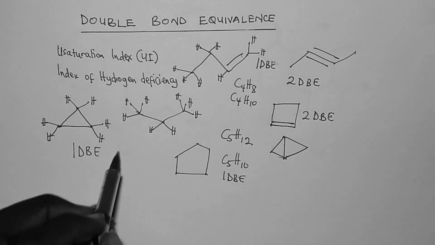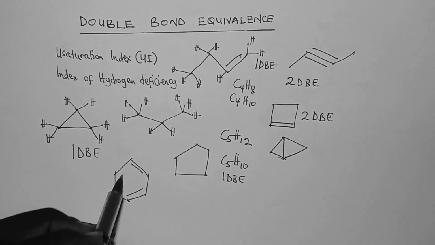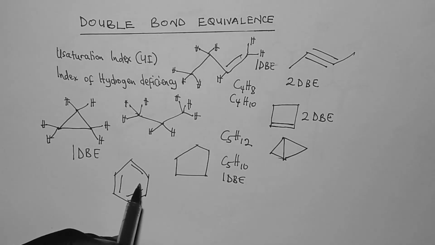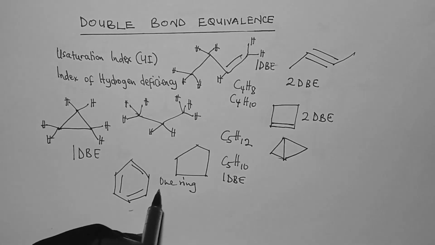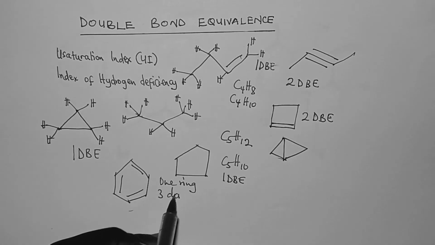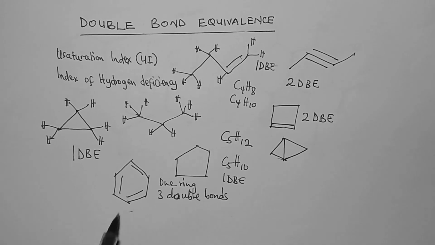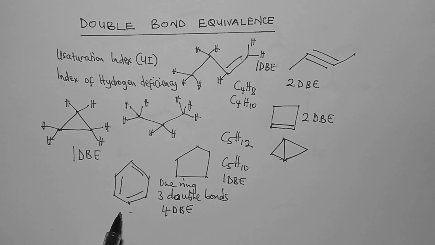Okay, so now your turn. You can pause this video and solve this question. How many double bond equivalents does benzene have? So you see that benzene has 1 ring, and it also has 3 double bonds. And because benzene has 1 ring and 3 double bonds, it is 1 plus 3, which makes 4 double bond equivalents. And therefore, benzene has 4 double bond equivalents.